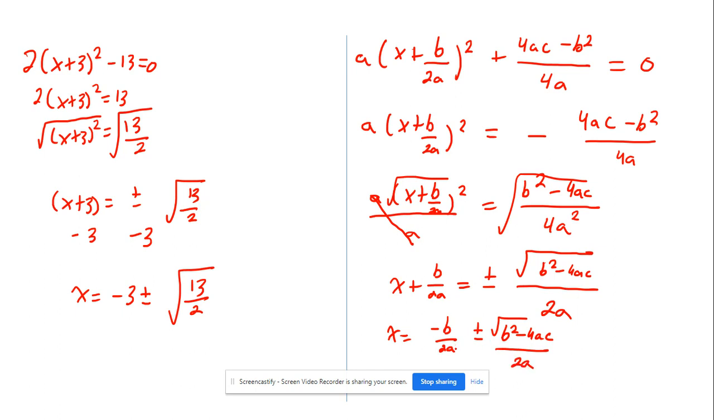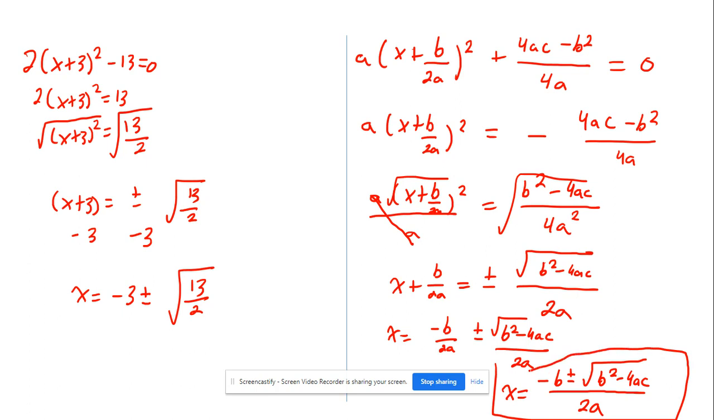So now, just to simplify this a bit more, these are both denominators of 2a, so we get this very sweet looking quadratic formula over here. Okay, now this does not look super nice, but it actually is going to be very nice for us using this formula.